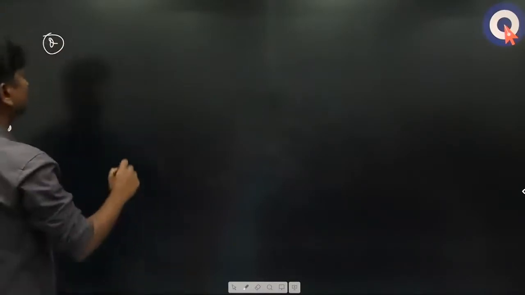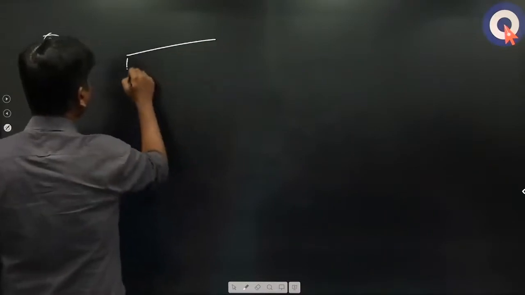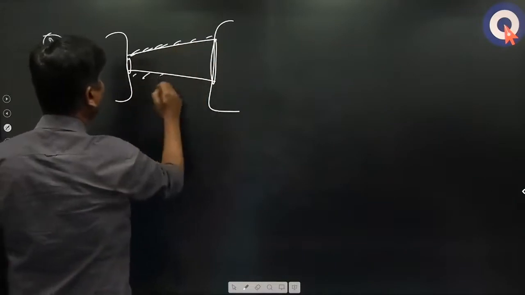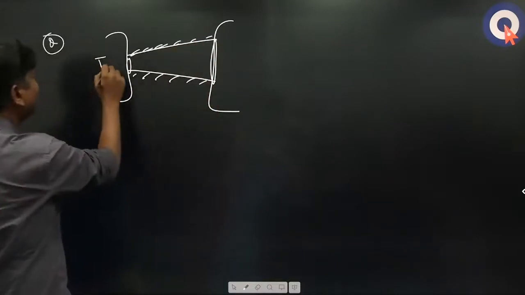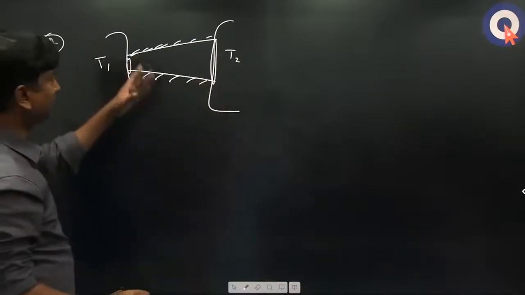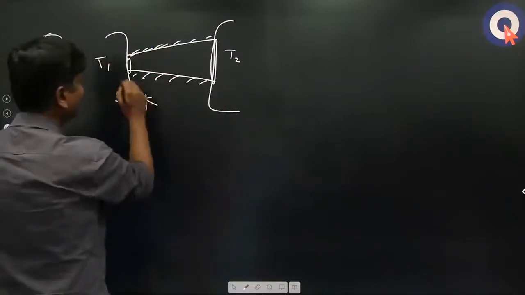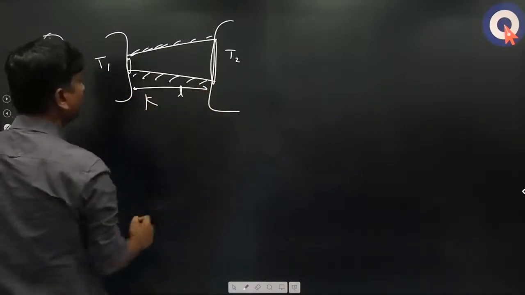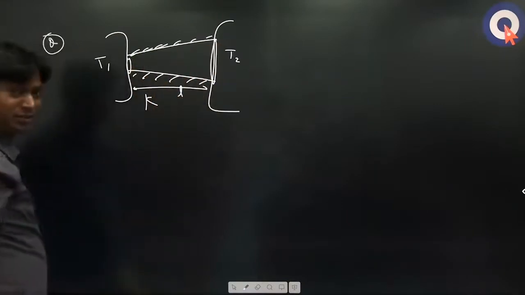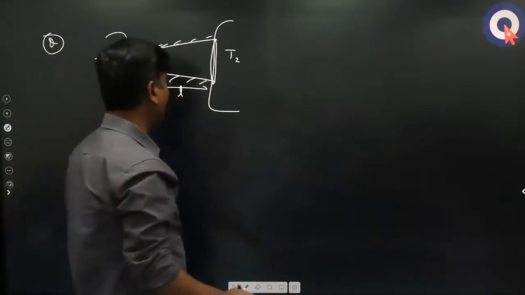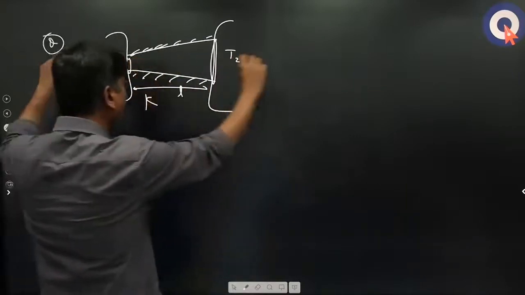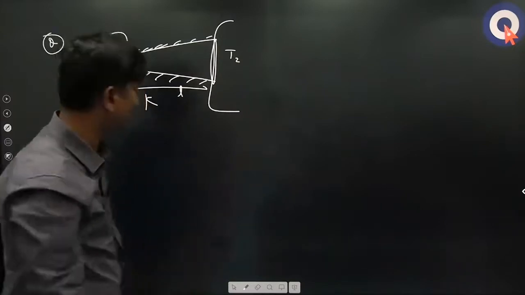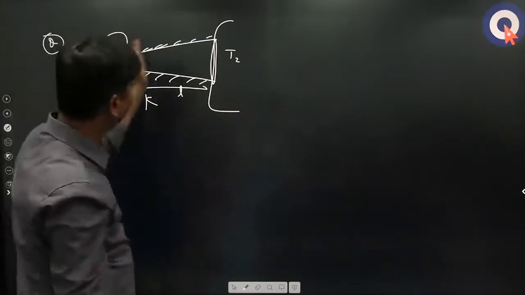Some more questions will be like this. I am taking a rod where the area is changing. Here it is T1, here it is T2, and steady state, K is uniform, and the length is L. Of course, the area of cross section keeps on changing. Or sometimes the rod has uniform area and the K value is changing. Whatever the variable that changes, the rate at which heat is transferred is always the same.